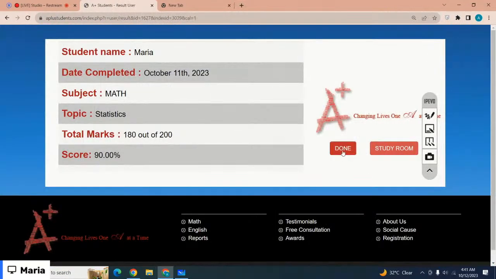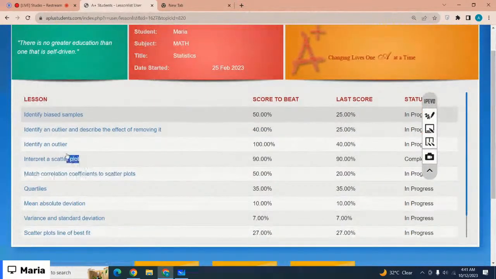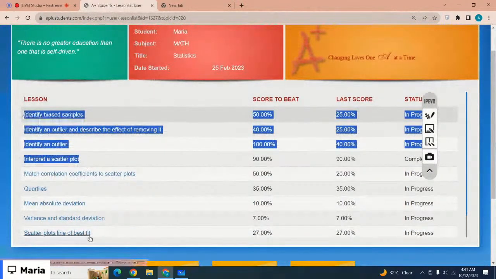Okay, we're done with the lesson. So we are working on grade 9 math. The chapter we're working on is statistics. The lessons we have covered today are identify biased samples, identify an outlier and describe the effect of removing it, and identify an outlier and interpret a scatter plot, right? So please make sure before the next session you complete all the practice questions for the lessons we did today. That is your homework until next session.